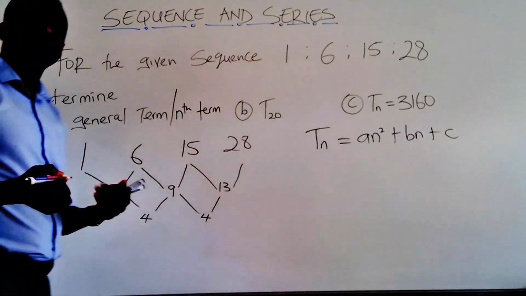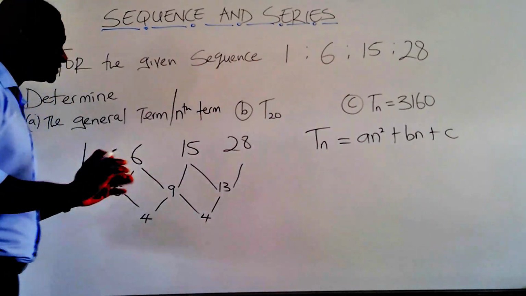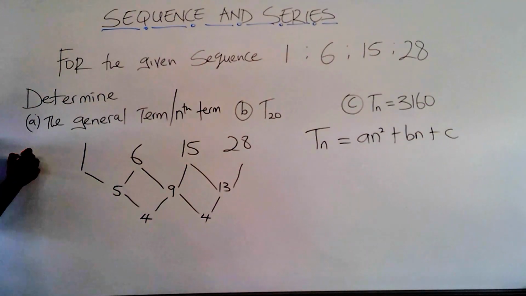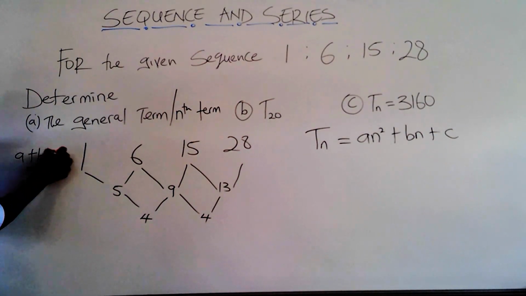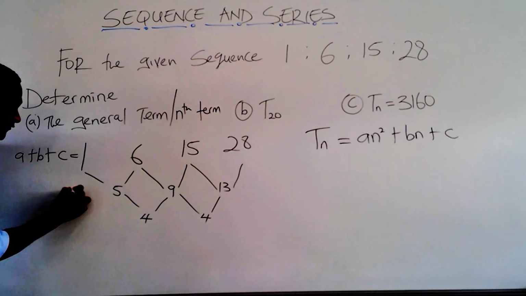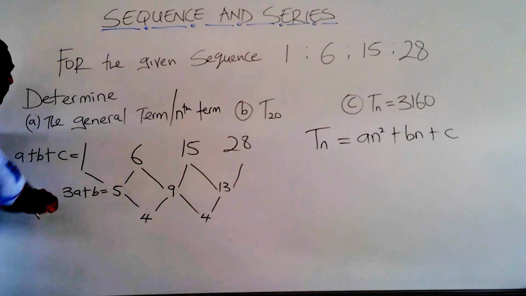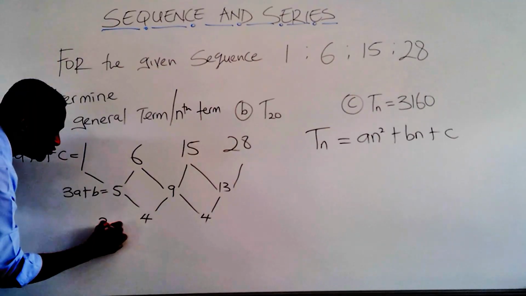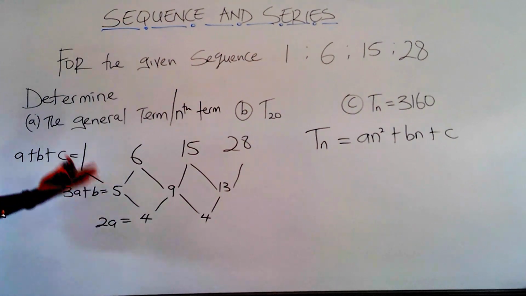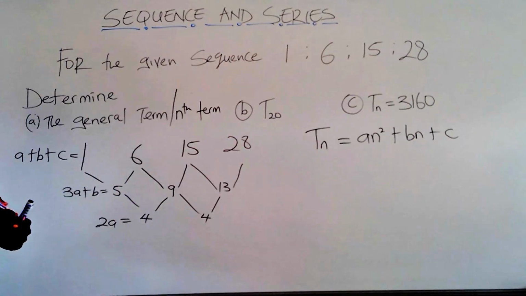Now we have a predefined formula. Then in due course, I'll also show how we got to that formula. But at this stage, we are only required to use it. So here we have that a plus b plus c will always be equal to our first term. Then 3a plus b will always be equal to the first term of the first difference. And then 2a will always be equal to the second difference. So with this, we can get our a, b, and c, sub it in, and then we can have our general term.